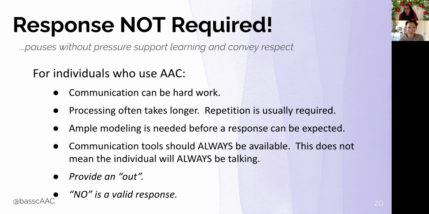And then remembering that no is a valid response. They should be able to tell us no to something. It may not be able to be accepted at that time, that no, they don't want to do their math. But we can explain whatever is going to happen if they do say no, and let them know that they can say no to us and that that's okay.